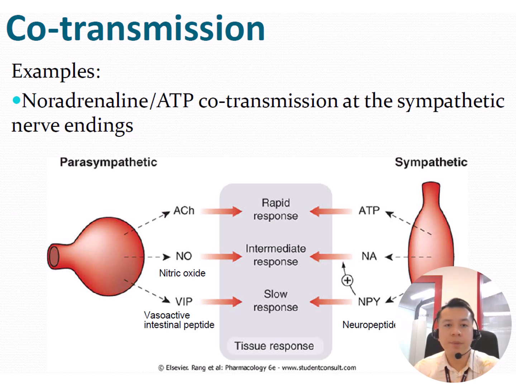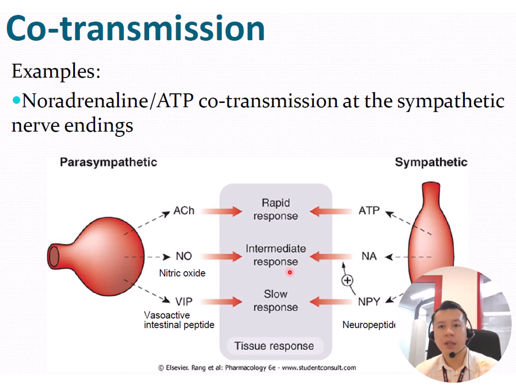A very good example of this action is the noradrenaline and ATP co-transmission at the sympathetic nerve ending. In this model, ATP provides a very rapid, very fast response. Noradrenaline, written here as NA, produces an intermediate response, and neuropeptides, for example neuropeptide Y, contribute to a slow, sustained effect. So you can see we have rapid, intermediate, and slow. Tying these together with the release allows great control over tissue function.